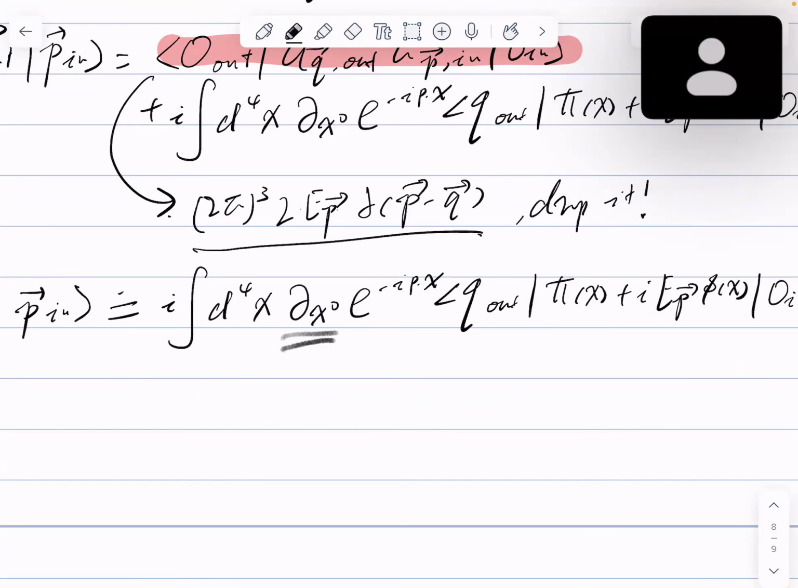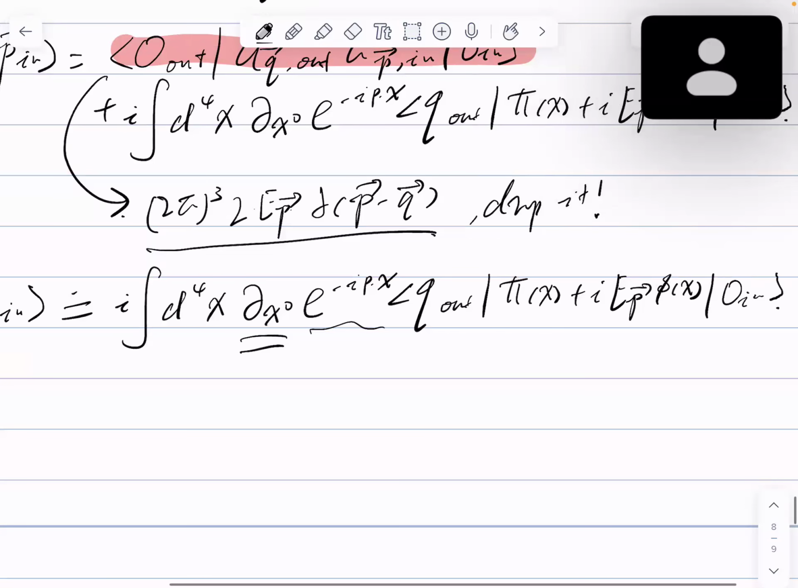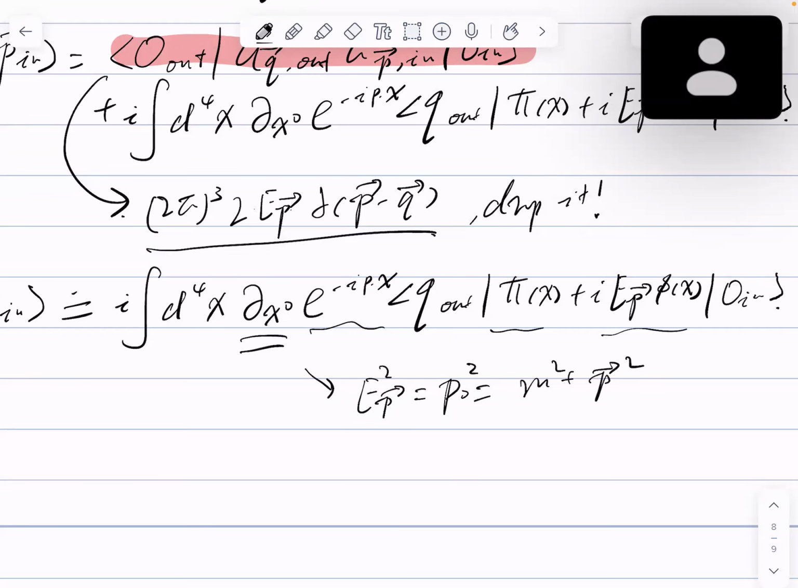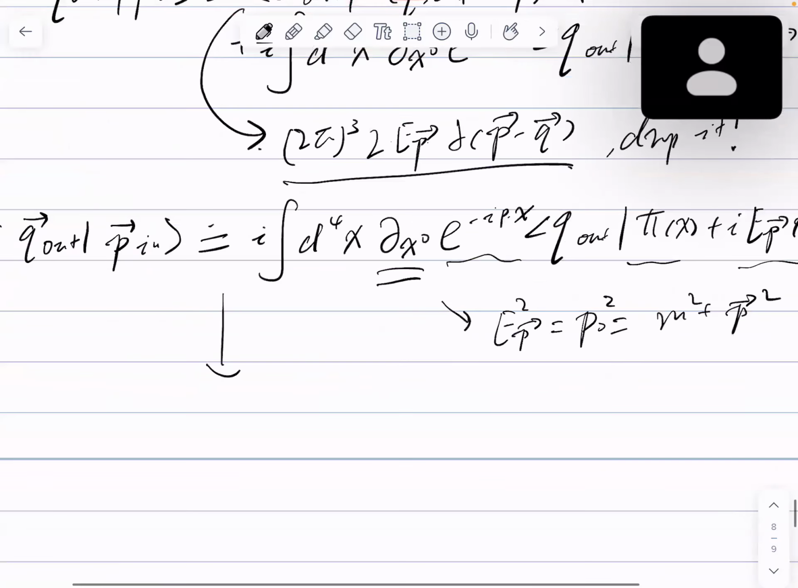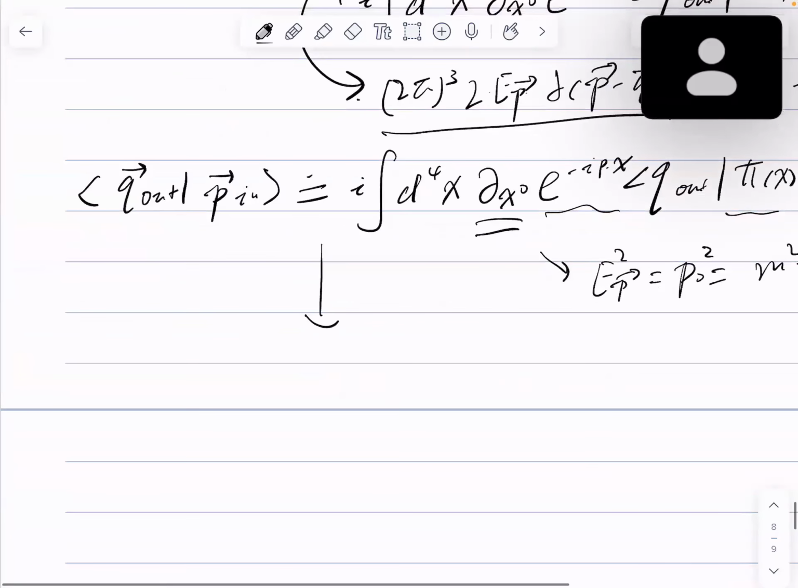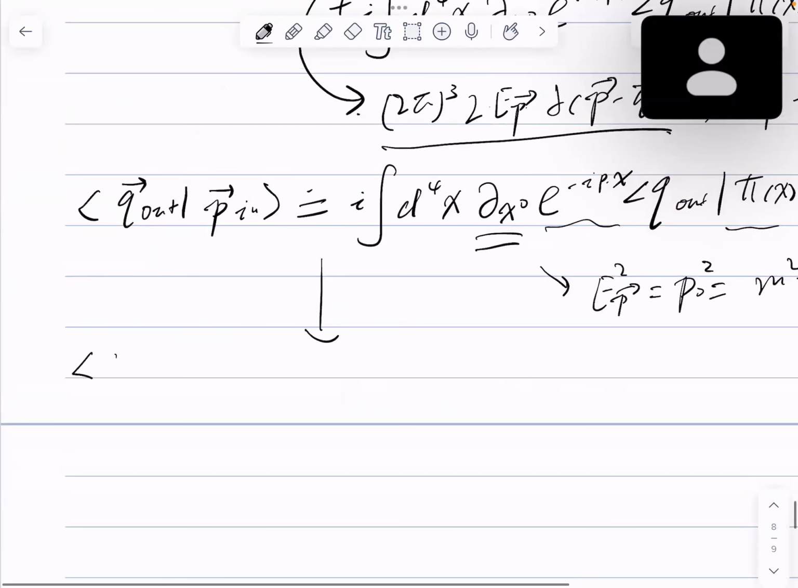We can just perform a time derivation to all the terms later, such as e minus ipx, and phi x, and using this on-shell relation p0 square equals m square plus momentum p square, we can finally obtain Q out P in. Let me check the top. Equals to, notice this dot.